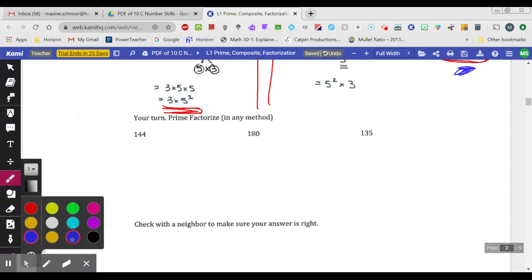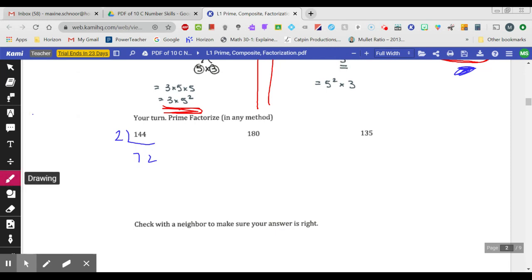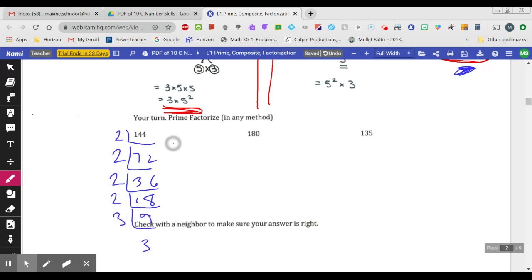Okay, so I like to do stacking, so I'm going to stick with stacking here. So 2 goes into 144 72 times. 2 goes into 72 36 times. 2 goes into 36 18 times. 2 goes into 18 9 times. And 3 goes into 9 3 times. So I'm left with 4 2's and 2 3's.